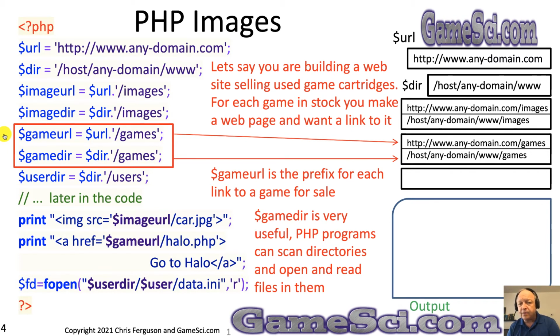Let's say you're building a website selling used game cartridges. For each game in stock, you make a web page and you want to link to it. $GameURL is the prefix for each link to a game for sale. $GameDir is very useful. PHP programs can scan directories and open and read files from them. Once again, I didn't label the variables over here, but these are two separate variables holding these two values.